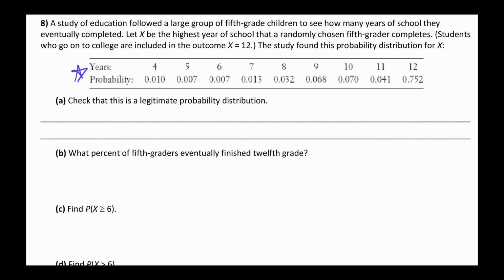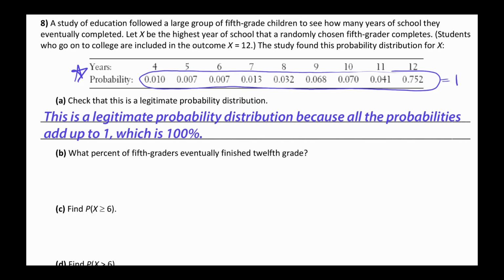Well, how do we know that? We know it's legitimate if the probabilities all add up to 100%, which in this case should be 1. If we take all those decimals and add them up, I believe we do add to 1. So we know it's legitimate because all of the probabilities add up to 100%. Go ahead and take a second. You can copy that down.